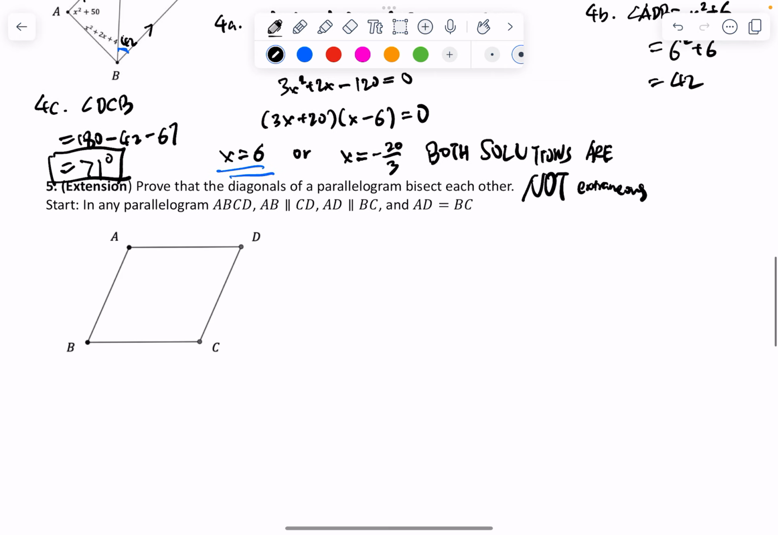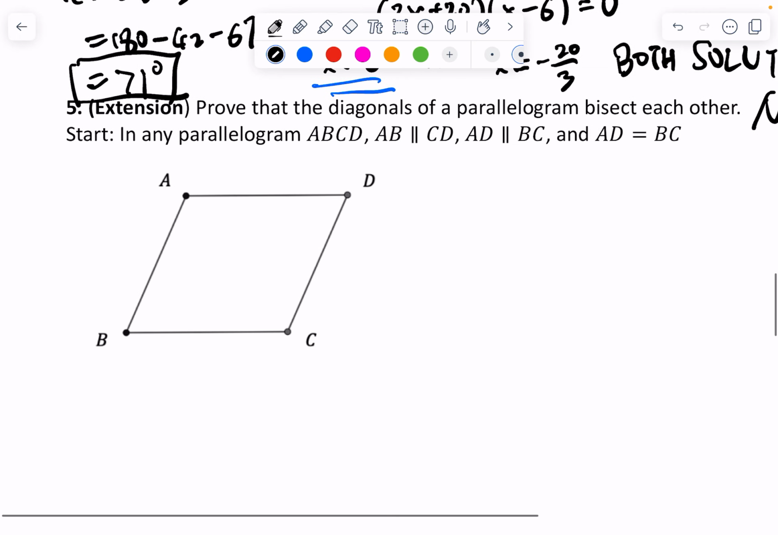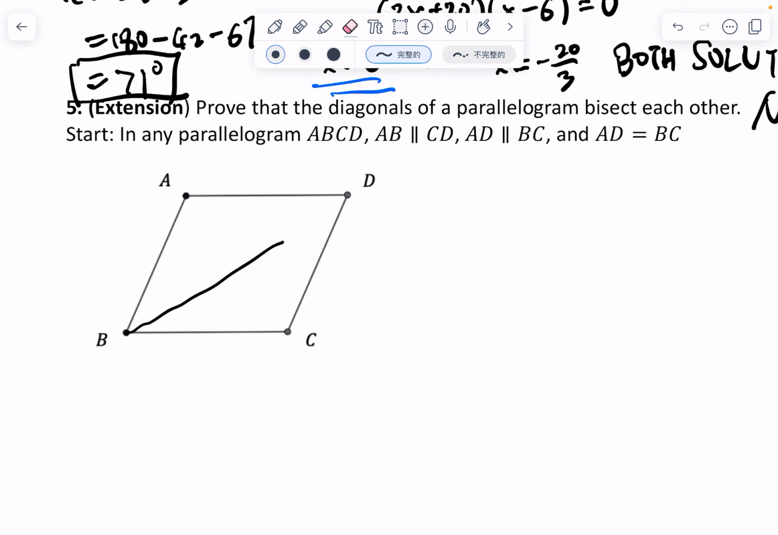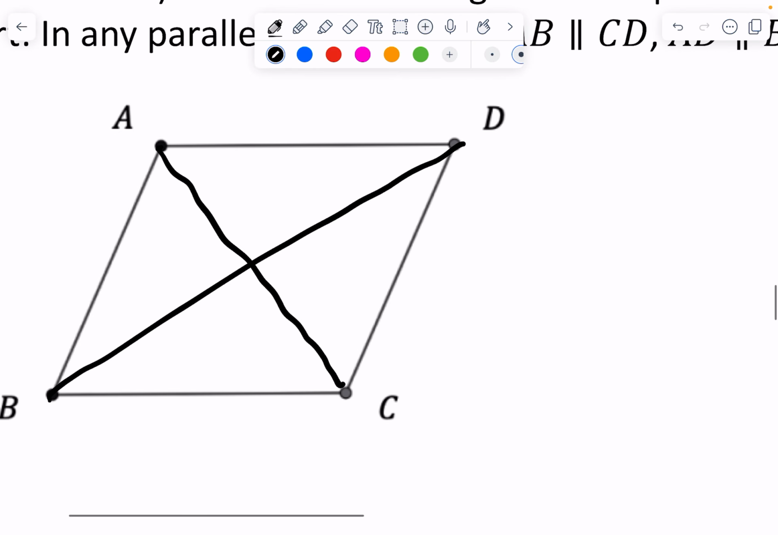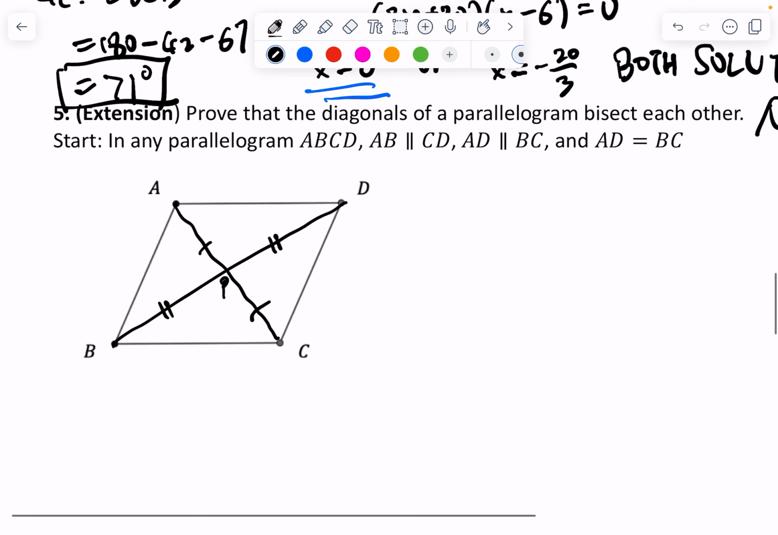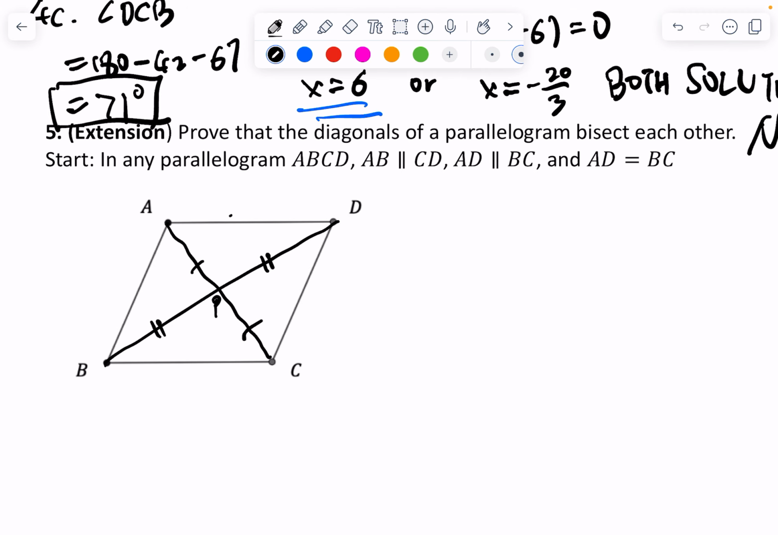Number 5, prove that diagonals of a parallelogram bisect each other. So let's draw the diagonals. We want to prove that they bisect each other. In other words, if this is point P, we want to prove DP equals BP and AP equals CP. I want to prove that. What are we given? These two are parallel. These two are parallel. And this side is equal to that side.